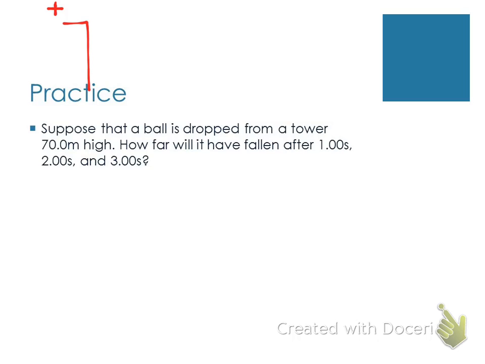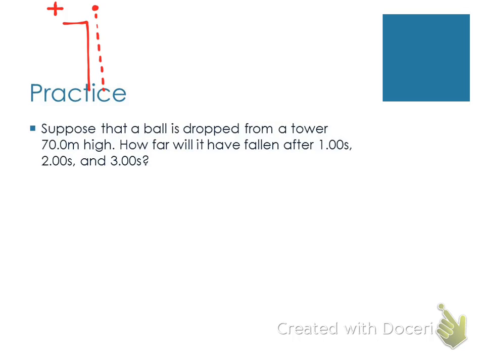Does that make sense? You could choose your origin at the ground if you want. The only thing that's going to change there is your displacement. Okay, and let's talk about that for just a second. So basically, the ball starts here. It's going to travel in a straight path to the bottom. Okay, that's as simple as our diagram needs to be.